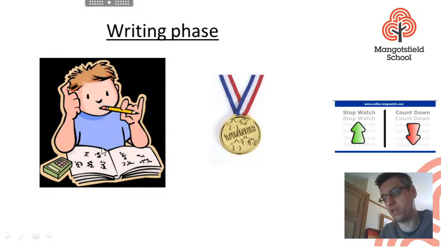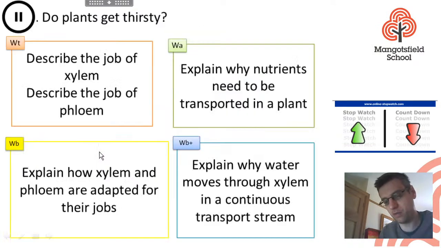It is time for the writing task of this lesson. Right, now we've covered quite a lot of detailed information about how the xylem and the phloem are adapted for their jobs. And then we've got that idea of a continuous transport stream involving the water molecules pulling each other up the plant because the water molecules are slightly attracted to each other. There's some really tricky ideas there. So I'm here on hand, live, in person, right now, ready to explain more if you need it, okay? So I'm here to help.